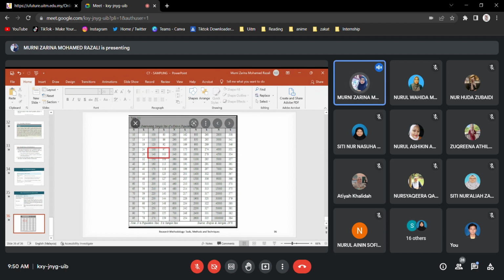Jadi you kena make sure you punya population tu jangan besar. Faham tak? Janganlah you pergi sebut pula you punya population is all student in UiTM Puncak Alam. Betul ke salah? Kalau you punya population all student in UiTM Puncak Alam, tiba-tiba you punya sample size 100. Betul ke salah you all? Salah. Tak boleh macam tu tau.